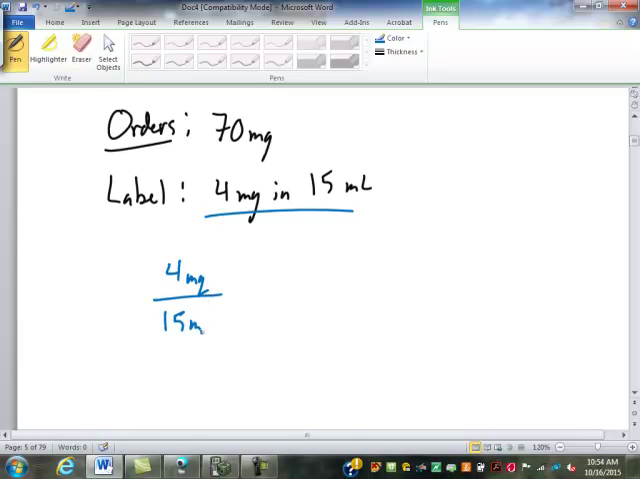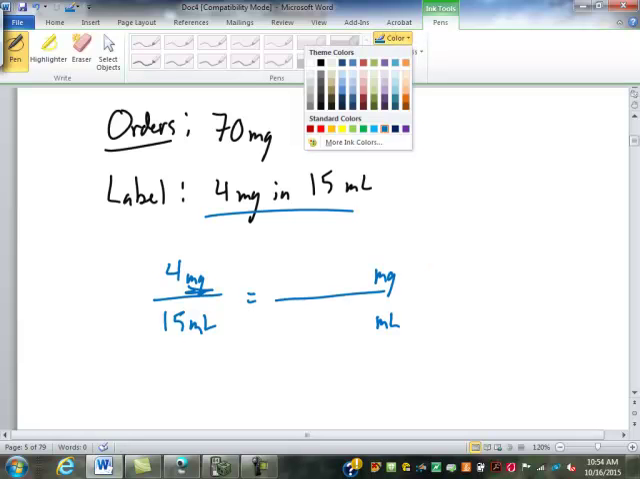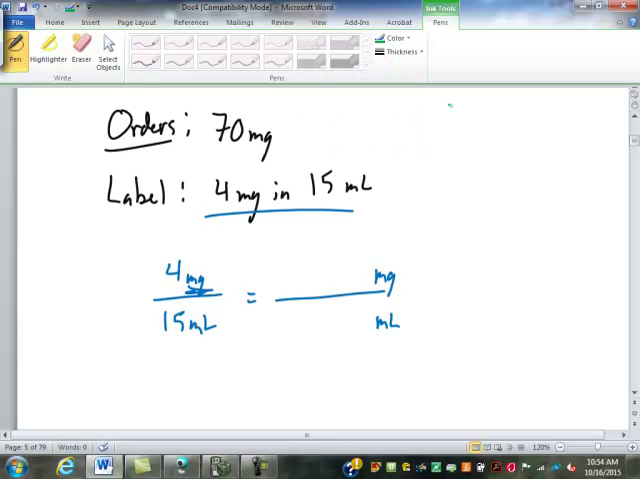Now, if you did that upside down, it doesn't make a difference. It'll still work out. On the other side, milligrams, because there's the milligrams and milliliters here. If you did it 15 milliliters per 4 milligrams, it'd just be upside down. So we have the orders of 70 milligrams. It's going to go on top with the milligrams.